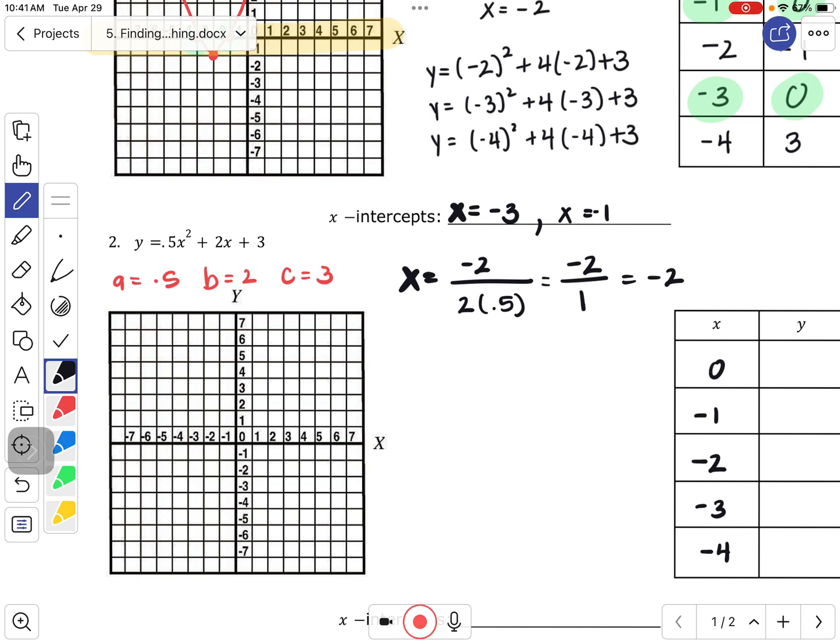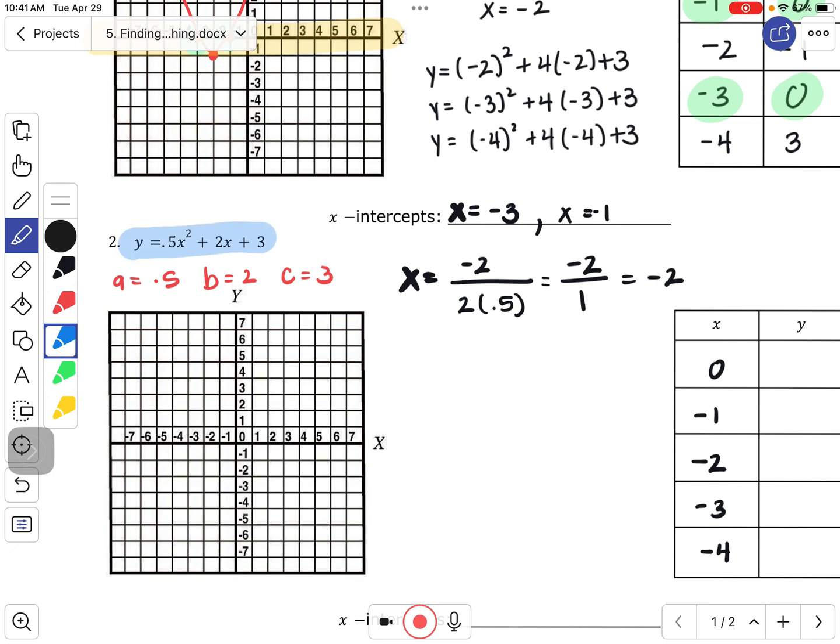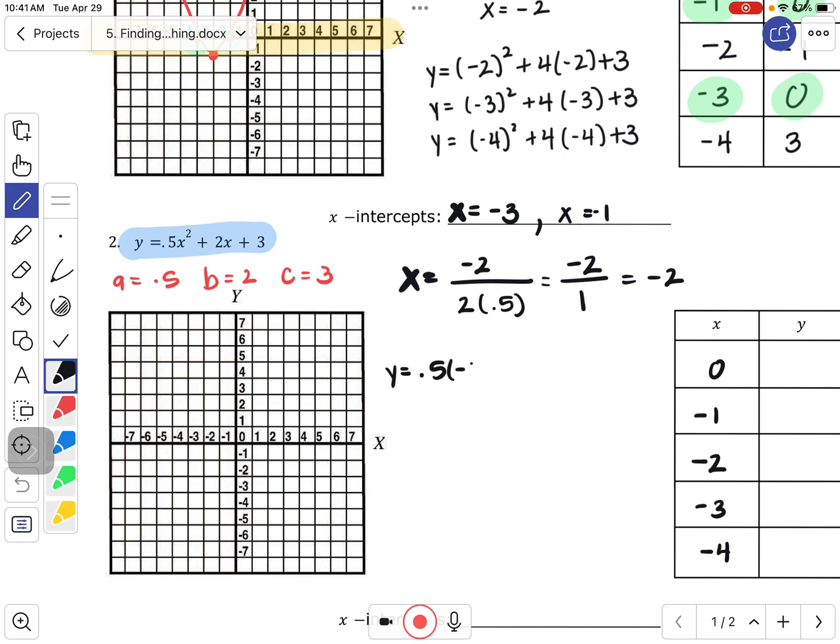Okay. Now that I have that, I'm going to go ahead and use my equation, which is right here, and I'm going to fill in my x's. It's going to make the most sense to do my bottom 3 because they're all negative, so I don't have to worry about trying to get rid of those in my calculator. So I'm going to say y equals 0.5. I'm going to start with my (-2) squared plus 2 times (-2) plus 3. If I put all that in my calculator, I get a 1.